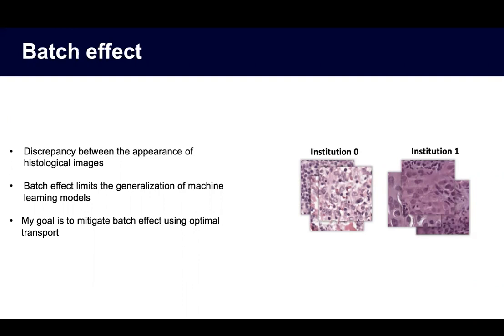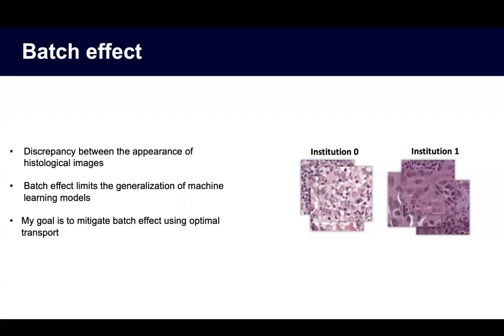These batch effects may not significantly impact the pathologist's diagnosis, but they can drastically degrade the performance of a machine learning model. Imagine a model that performs exceptionally well with data from one institution, but falls short when applied to data from another. This highlights a crucial problem of generalization.